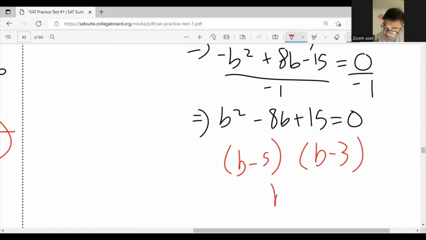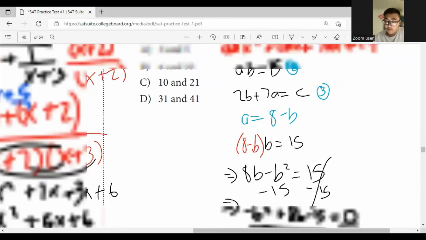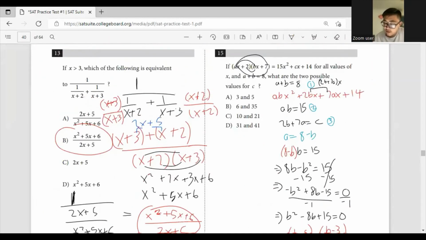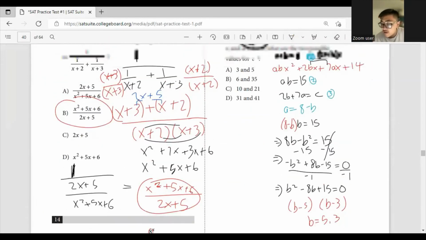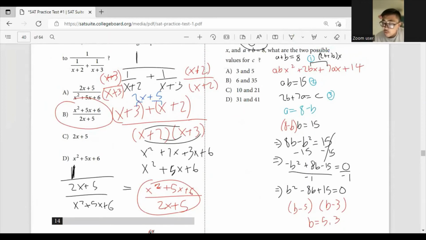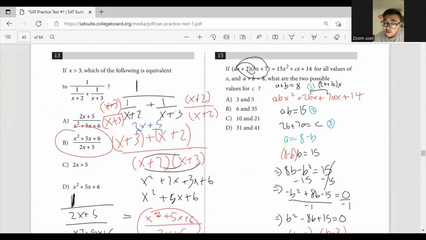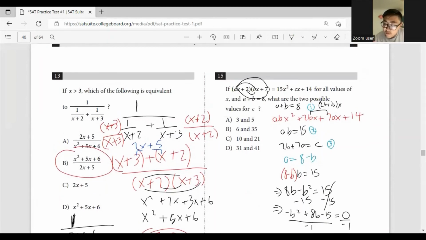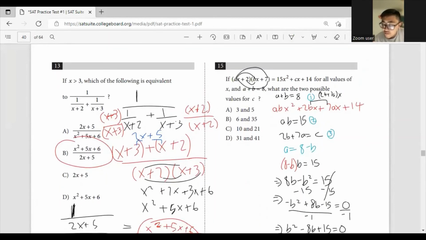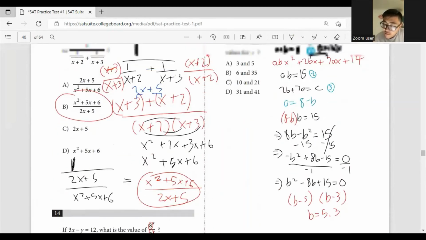So b can equal 5 or 3. All right, cool. And we know if b is equal to 5, then a is equal to 3. And if b is equal to 3, a is equal to 5 based on equation 2. So I know the values of a and b already, and that will satisfy equation 1 as well. So now all you have to do is plug it into C.